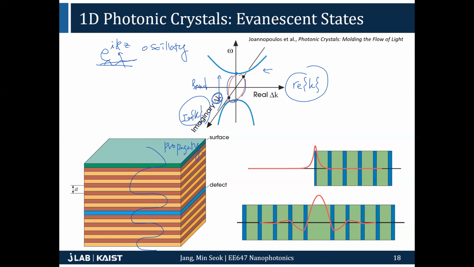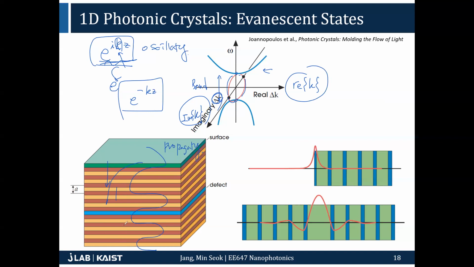So now you understand what an imaginary k vector means. When the k vector becomes purely imaginary, then this thing becomes e to the minus kz, just an exponentially decaying function, not an oscillating function. So imaginary k vector means that you have a mode, but it's not going to propagate, it exponentially decays as you go deeper, right?